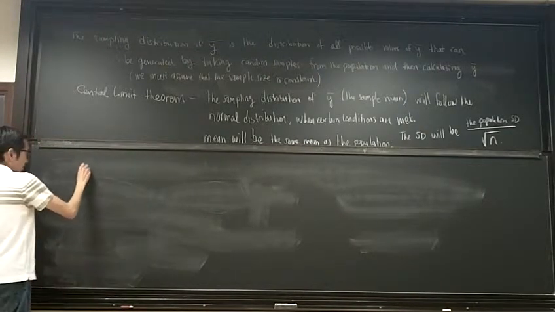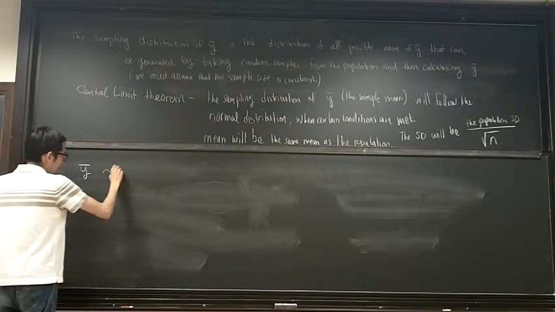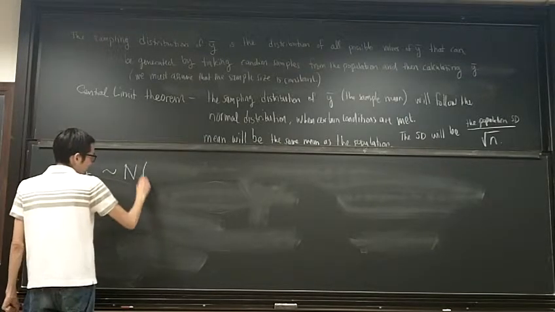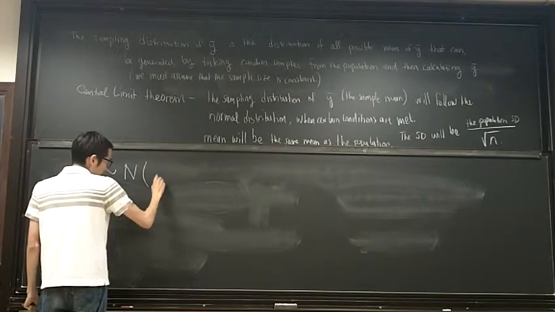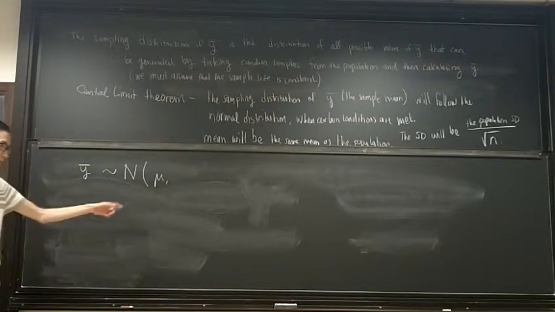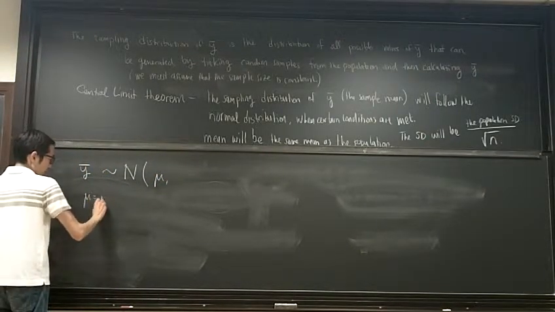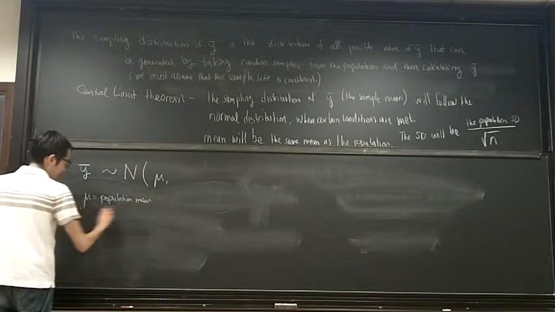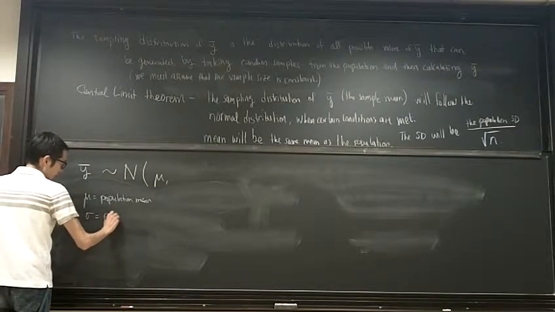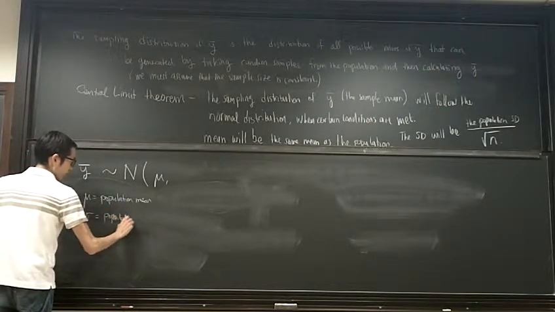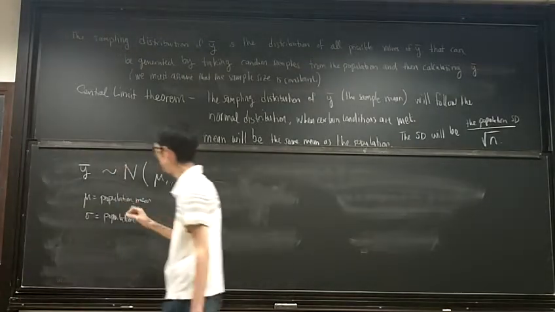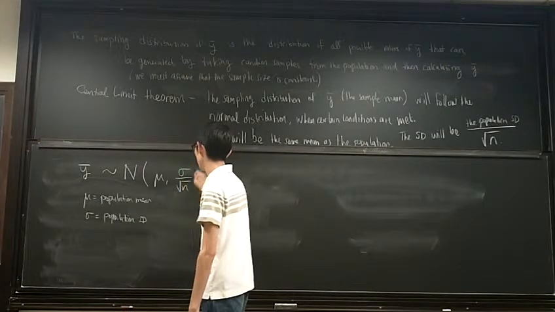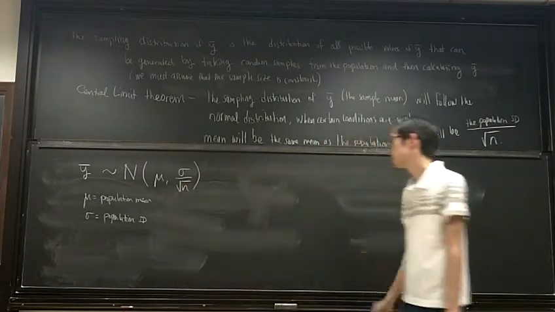So this says y bar follows, I'm just summing this up symbolically. Y bar will follow the normal distribution with mean mu, I'm sorry, population mean. Sigma is the population standard deviation. So y bar follows the normal distribution with mean mu and standard deviation sigma over the square root of n.